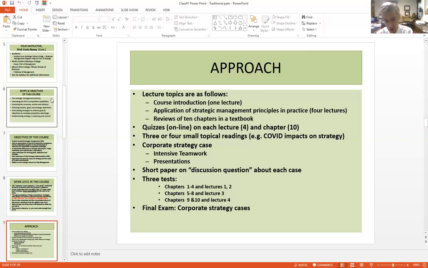Okay, so there will be 3 tests during the course. You can see them on the screen. And a final exam. The final exam is going to be based on the principles of strategic management that are demonstrated by those cases that are presented. Once again, a pretty good reason to be in attendance when those presentations are given.